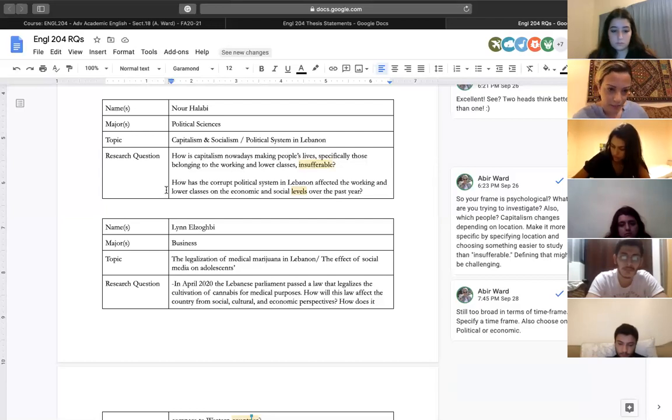Okay, so she added another question. How has the corrupt political system in Lebanon affected the working and lower classes on the economic and social levels over the past year? Economic and social levels.